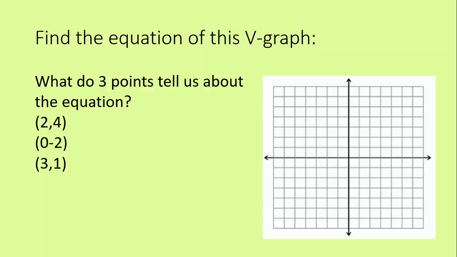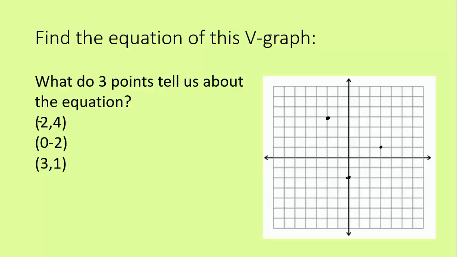How about 3 points? Okay, let's try this one. We've got (-2, 4), (0, -2), and (3, 1). And we don't know anything about the relationship between these 2 points ahead of time. So we need to make an observation here.